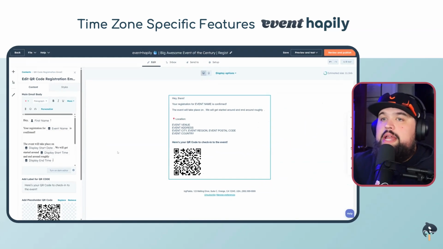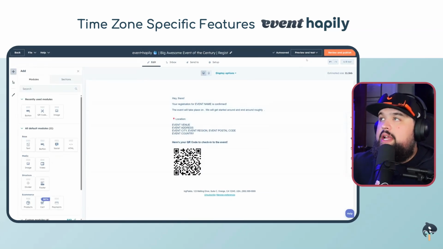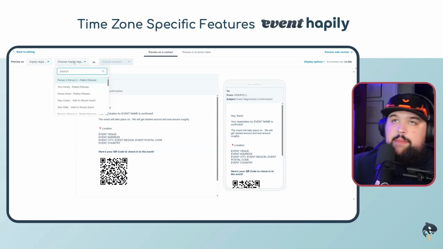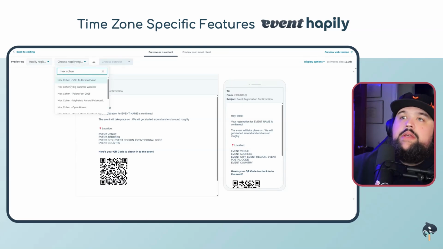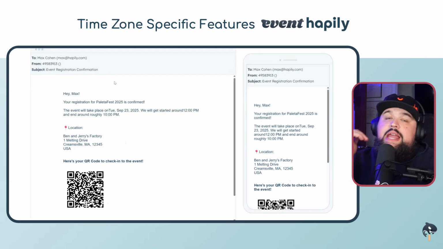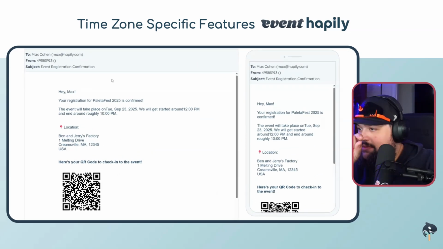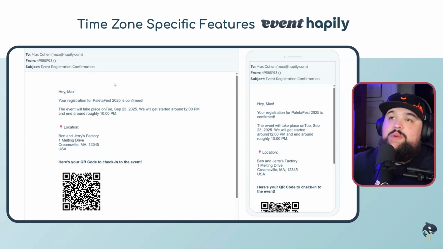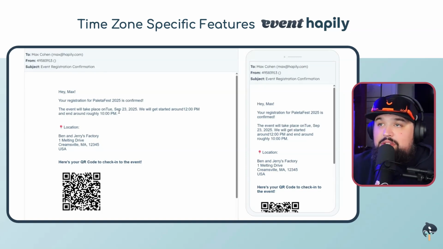All right. So now let's see what this will actually look like when we send it to a registrant. So I'm going to go preview as a contact again. I'm going to switch over to Happily Registrant, Max Cohen, Paleta Fest 2025, and we'll choose this. Cool. Now, instead of just having like the date end time smushed into one little token output, right? We can communicate naturally how we would say a date and a time, right? So we can easily say the event will take place on Tuesday, September 23rd, 2025. We will get started around 12 p.m. and end around roughly 10 p.m.